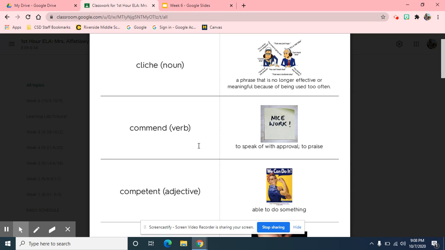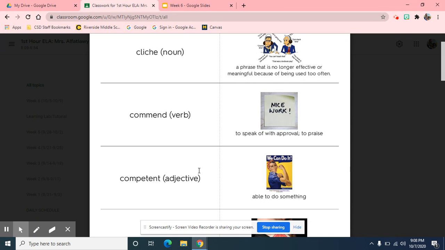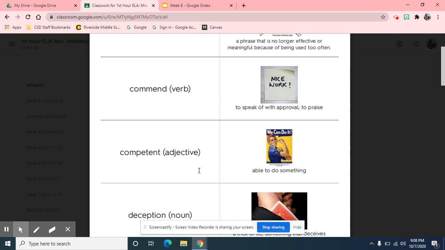So another example is, I want to commend you for your bravery. All right, the third word on the list is competent. As I'm saying those words, it would really help you if you say them and repeat them after me. If you are able to say the word and speak it, you will remember it better, and you will remember the meaning of it better as well. This word is competent.